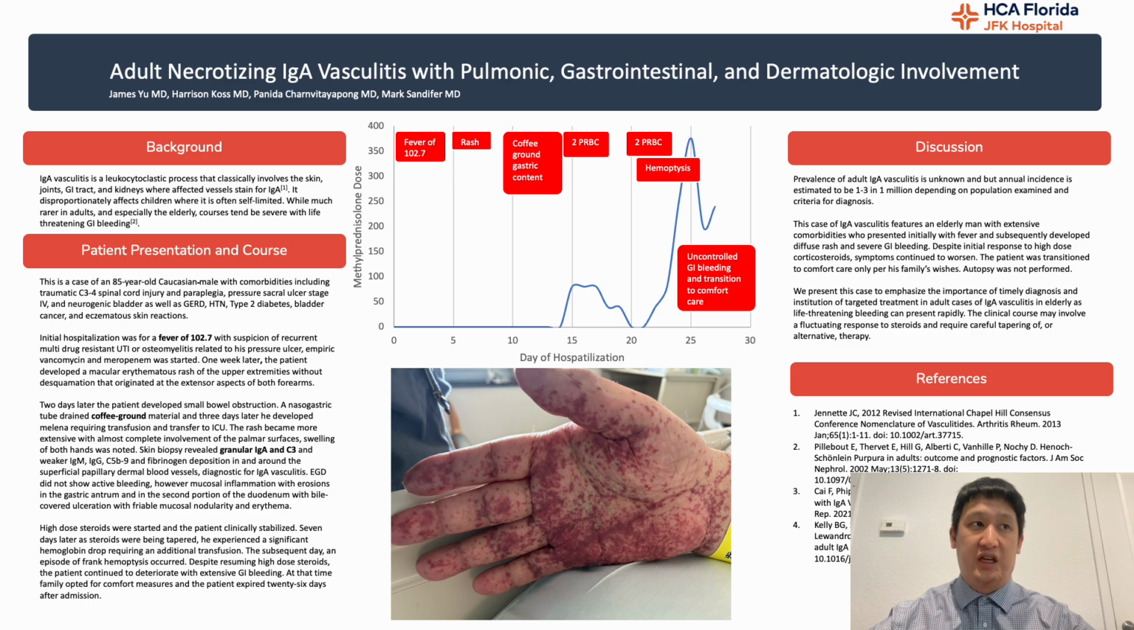He had extensive skin and GI involvement, as well as at least one episode of hemoptysis, and he unfortunately passed from his condition 26 days after admission, primarily due to acute hemorrhage.